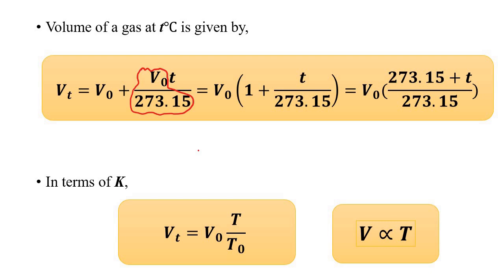This is the relationship, and V0 is taken common, and we get 1 plus small t by 273.15, then 273.15 plus t by 273.15. Here this numerator is nothing but the whole temperature expressed in Kelvin, because when we add 273.15 to Celsius, we get the temperature in Kelvin. So this is the temperature in Kelvin, and this is 273.15, which is 0 degrees Celsius, that is 273.15 Kelvin. So volume is directly proportional to temperature. This is Charles' law.